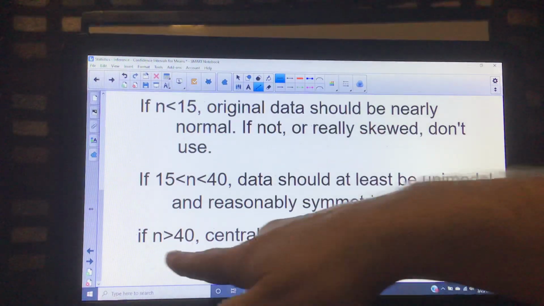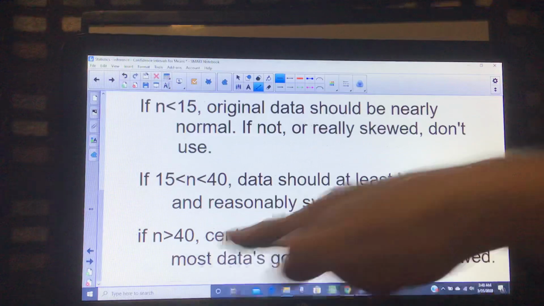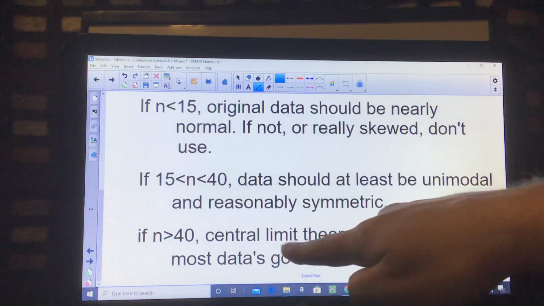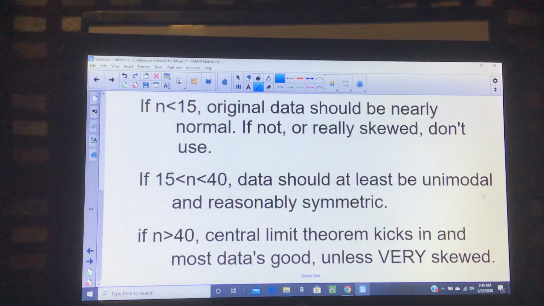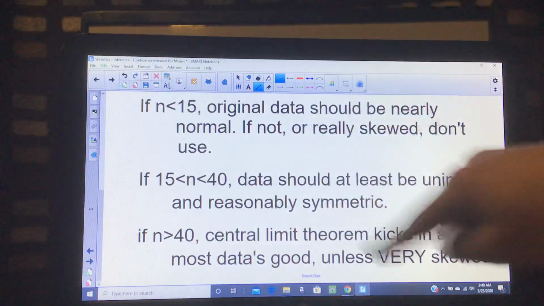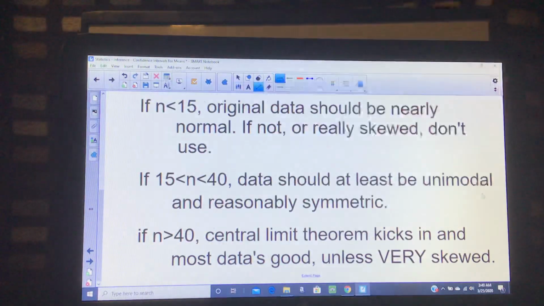If your sample size is sufficiently large, they use a cutoff of 40. Usually after 40, you don't have to worry about what the original data looks like. The original data could look like anything. It could be super skewed. It could be uniform, whatever. The central limit theorem kicks in. As you increase the sample size, you get a better and better histogram that looks like a normal or t curve.